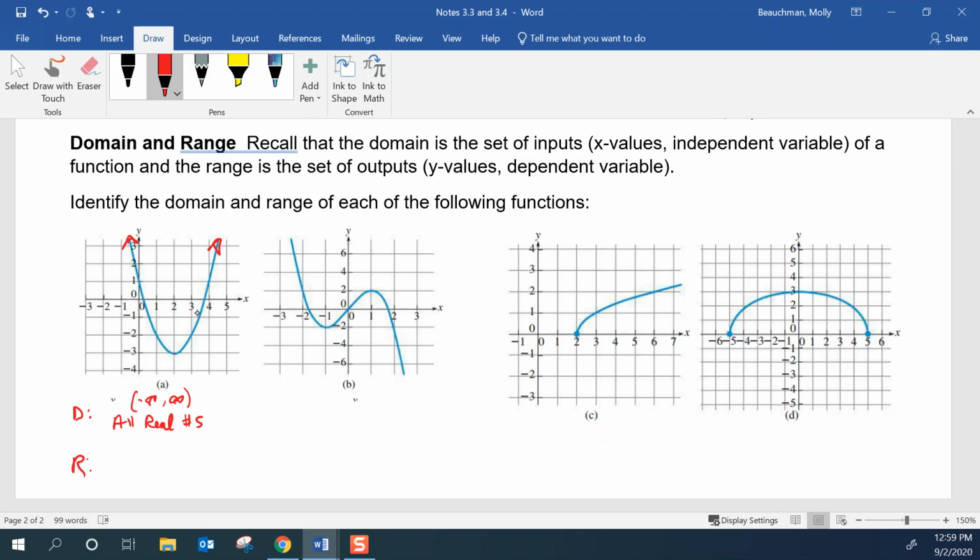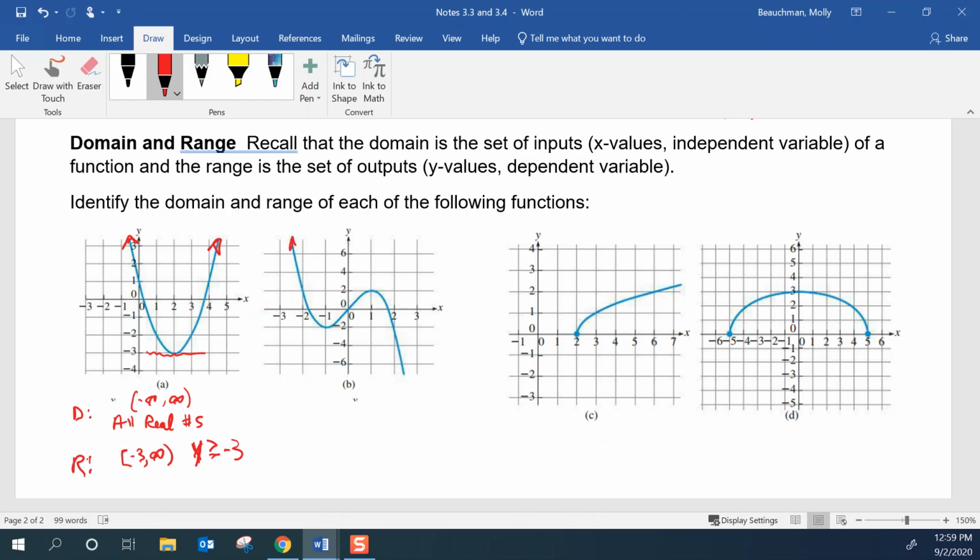Notice that this graph doesn't cover the entire y-axis. Its lowest value is -3. So it has a value for y everywhere from -3 and above. So the range includes -3. In interval notation, that is -3 to infinity, or you can write that as y is greater than or equal to -3. So the domain is all real numbers. The range is y can only be greater than or equal to -3.